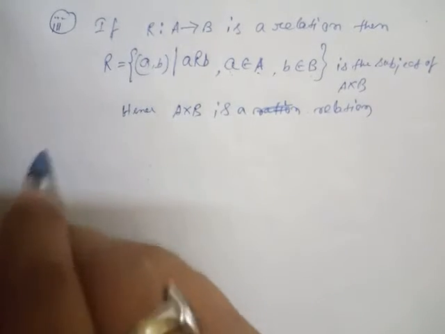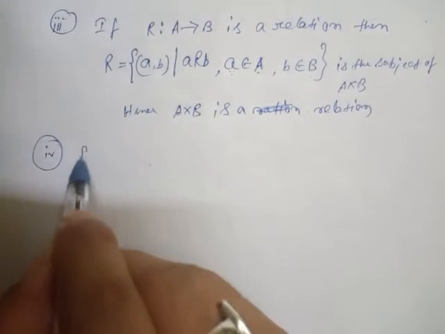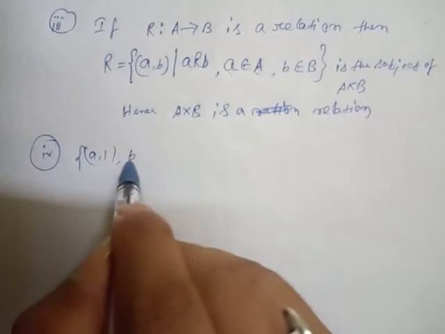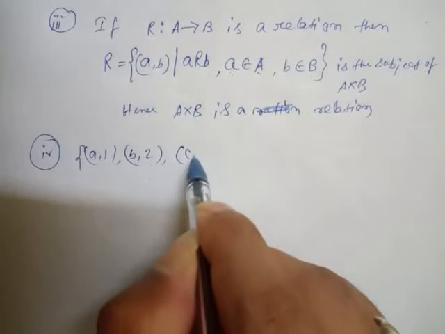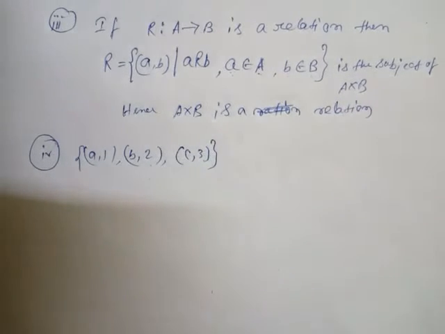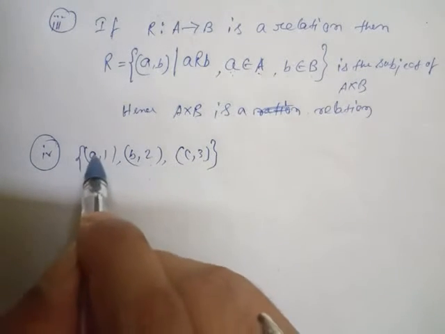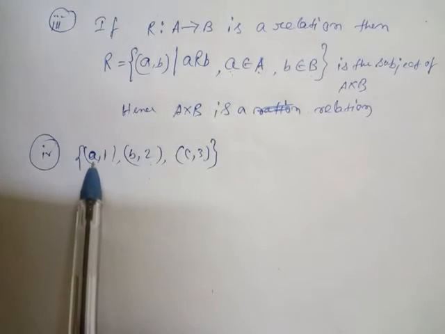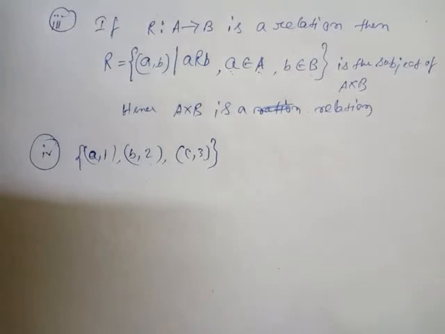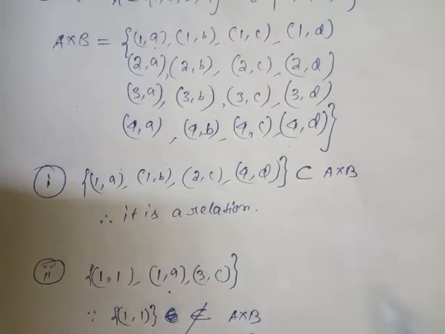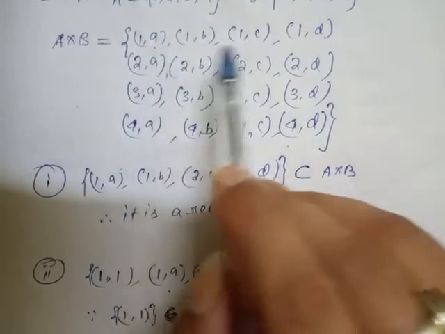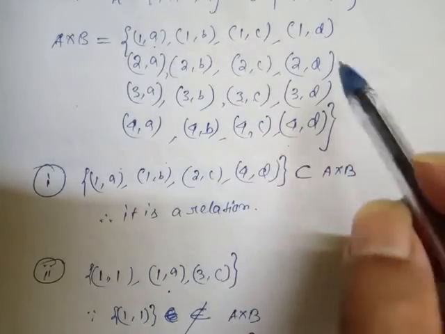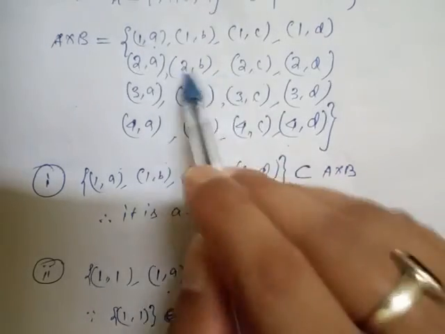Now next one, student, Roman 4. The question is actually (a, 1), then (b, 2), then (c, 3). Now look student, before starting this Roman 4, I would like to tell you something about the relation here. There is (a, 1), (b, 2), (c, 3). Now look, what is the A product B here? In A product B, (1, a), then (2, b), and (3, c). But here in the question, (a, 1), (b, 2), (c, 3).